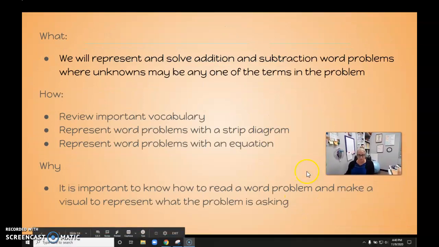So let's review what we talked about today. Today we talked about representing and solving addition and subtraction word problems where the unknown was one of the terms in the problem. We did that by reviewing important vocabulary. We represented the word problems with a strip diagram. We represented the word problems with an equation, and we solved with base 10. And we did this because it's important to know how to read a word problem and make a visual to represent what the problem is asking.